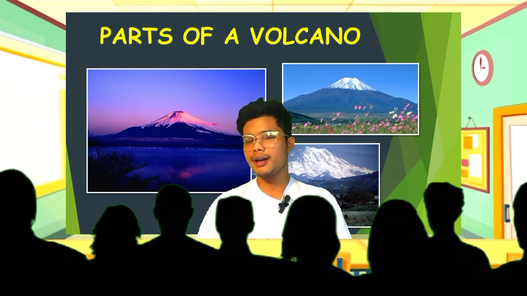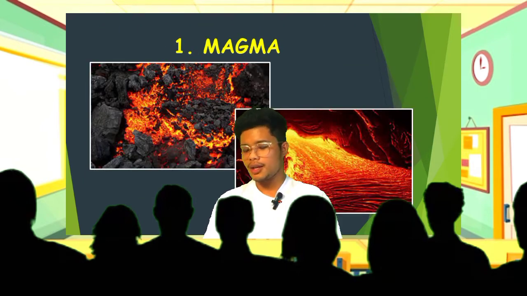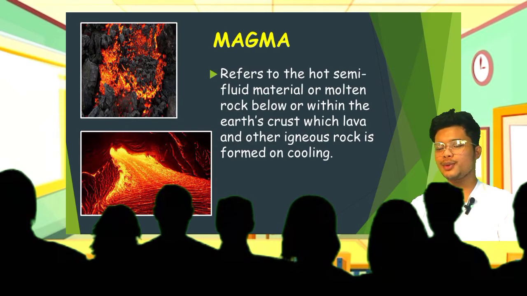Based on my PowerPoint presentation here, these three volcanoes are some of the most famous volcanoes in the world. The first part of a volcano is this. As we can see, we can conclude that this is magma. Of course, I think everyone is very familiar with magma. Magma refers to the hot semi-fluid material or molten rock below or within the Earth's crust in which lava and other igneous rock is formed in cooling.